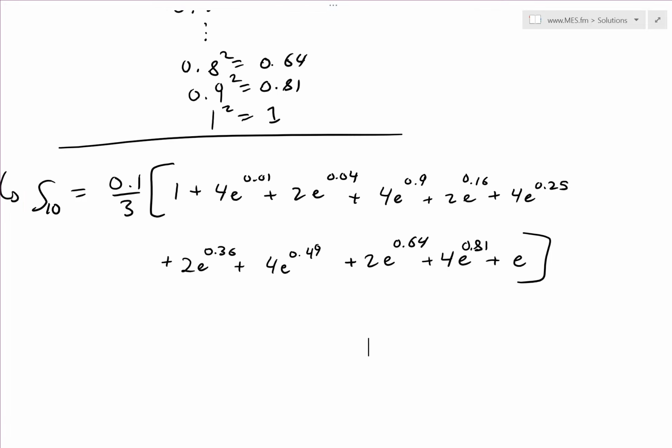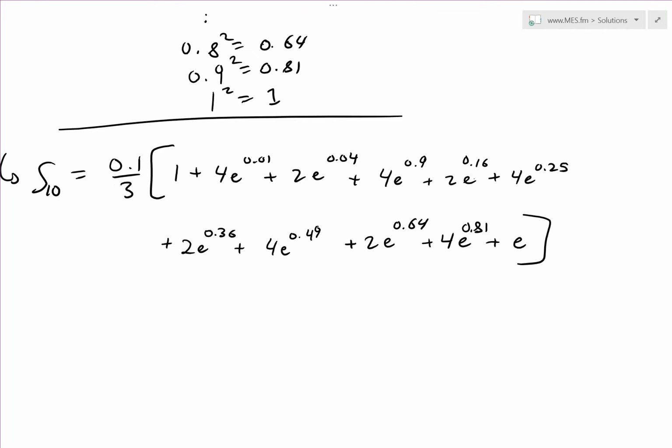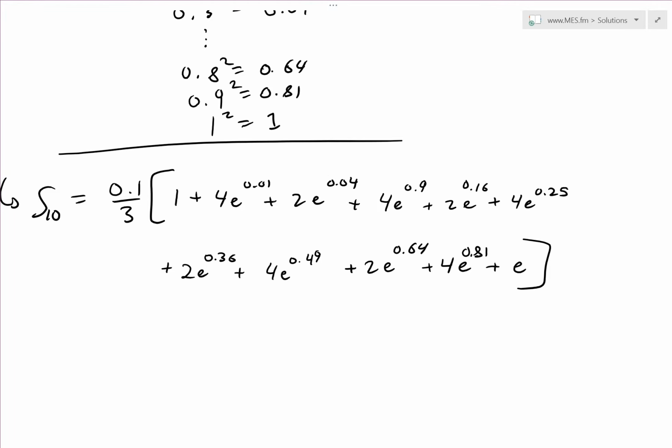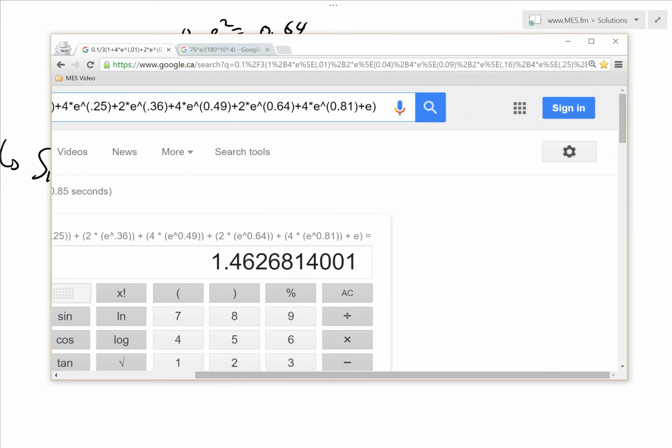Here I've just quickly brought the full list for completeness' sake, so we get 0.09, 0.16, 0.25, 0.36, 0.49, 0.64, and again there's this pattern of 4, 2, 4, 2, 4, etc. Now if we plug this into the calculator, I just used Google's calculator: 0.1 divided by 3, times 1 plus 4e to the 0.01, 0.04, 0.09, 0.16, and if we keep going, 0.25, 0.36, 0.49, 0.64, 0.81. Again, this 49 is 7 times 7, this is 8 times 8, this is 6 times 6, 5 times 5, 4 times 4, etc.